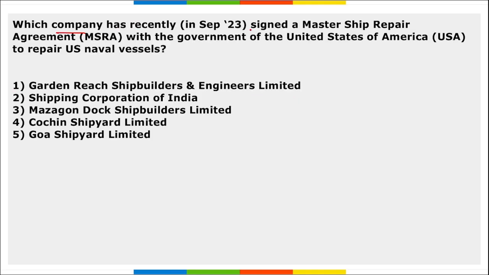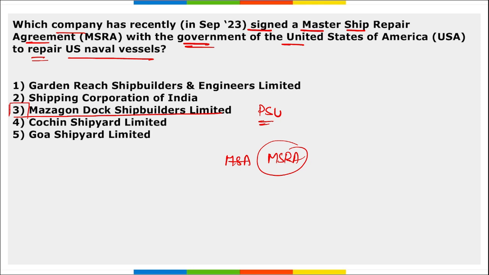Next, which company has recently signed a master ship repair agreement with the government of USA to repair US naval vessels? It is Madgaon Dock Shipbuilders Limited. This is a public sector undertaking under the Ministry of Defense, and they have recently signed the MSRA. What is this MSRA? That is the master ship repair agreement. It was signed with the government of USA so that ships can be repaired and maintained. So which company is it? Madgaon Dock Shipbuilders Limited.